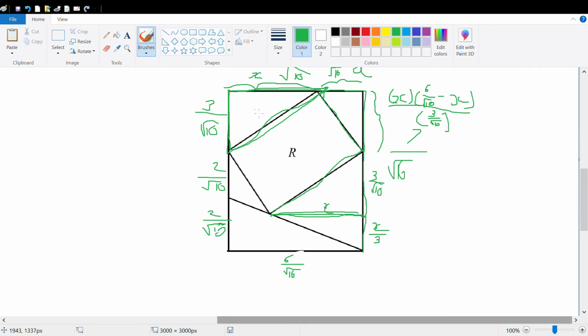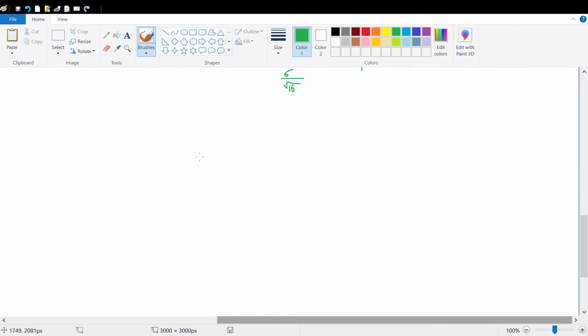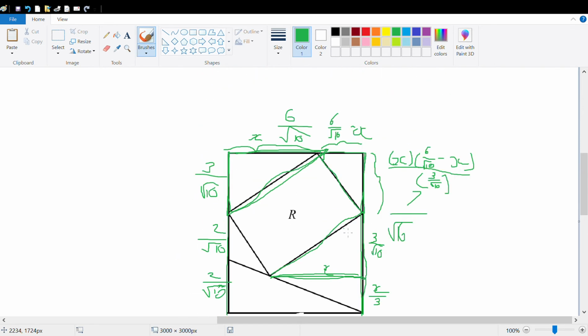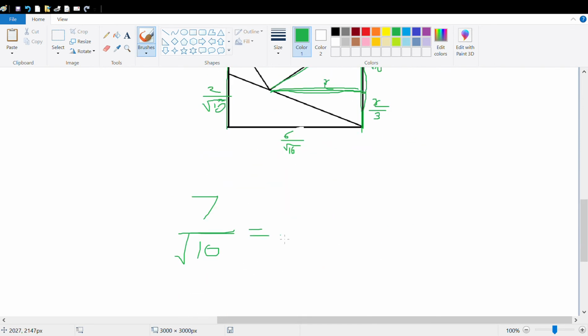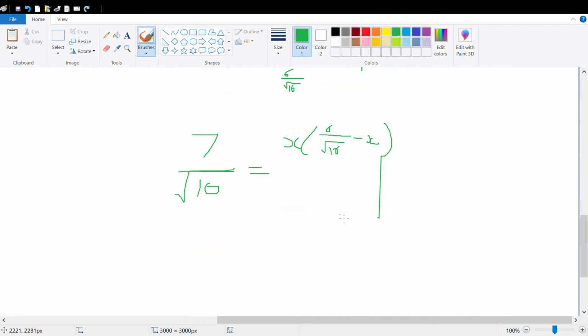Okay, so depending on how much of this you can read, we can now proceed, because we know that this side length here is equal to this side length here, so we can add up each side length and get an equation. It's a messy equation with a lot of over root 10s in it. So we have 7 over root 10 is equal to 6 over root 10 minus x, over 3 over root 10.